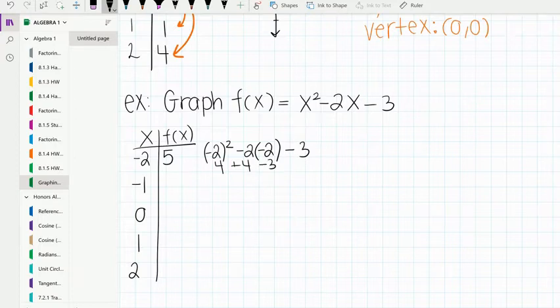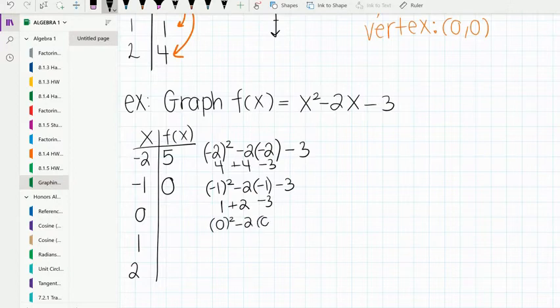All right, looking at the next one, we would have -1 squared minus 2 times -1 minus 3. So -1 squared is 1. -2 times -1 is +2, and then minus 3. So 1 plus 2 is 3, minus 3 is 0. All right, now we plug in 0, which is an easy number. So 0 squared minus 2 times 0 minus 3. So 0 minus 0 minus 3.